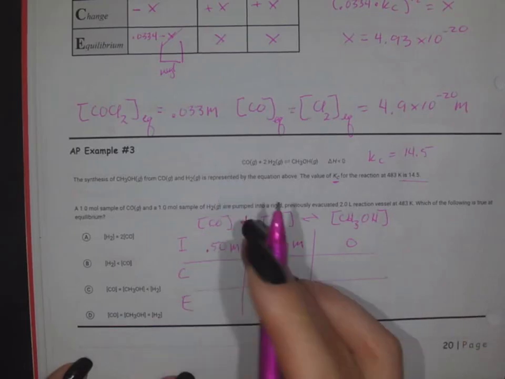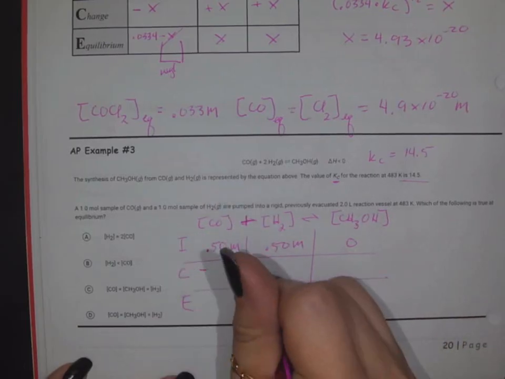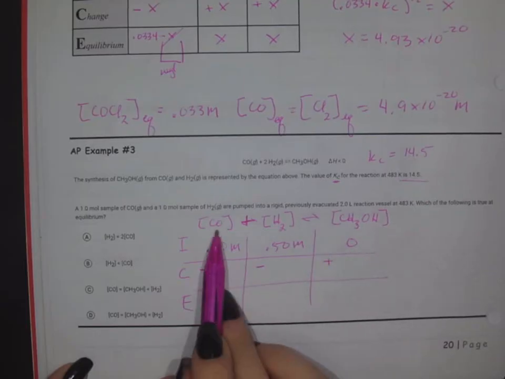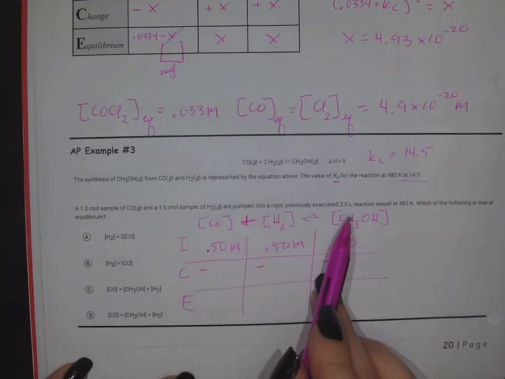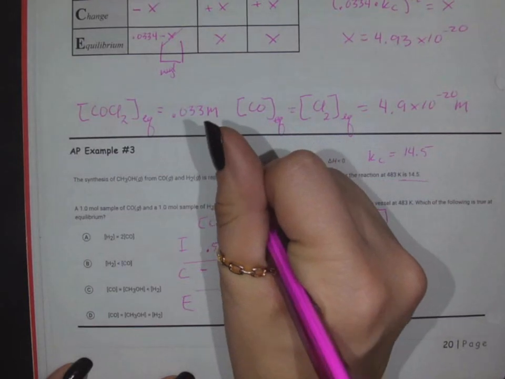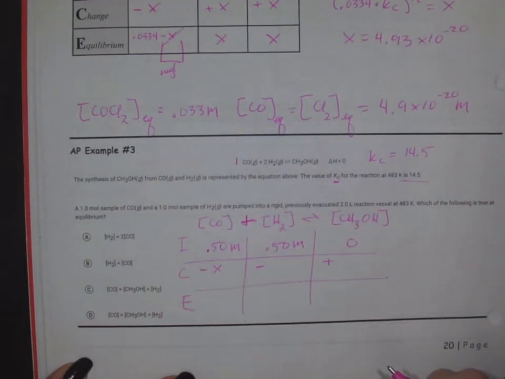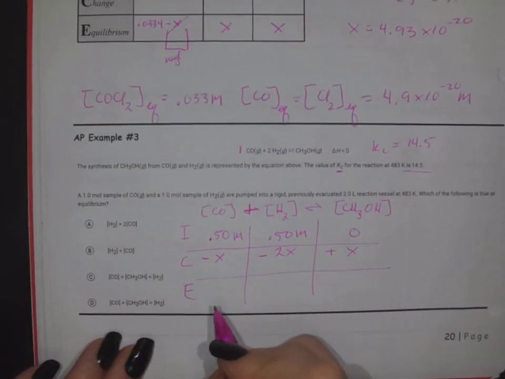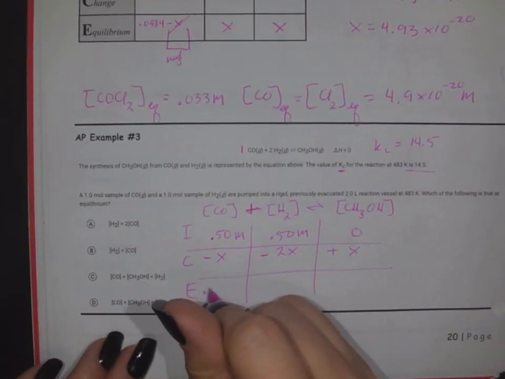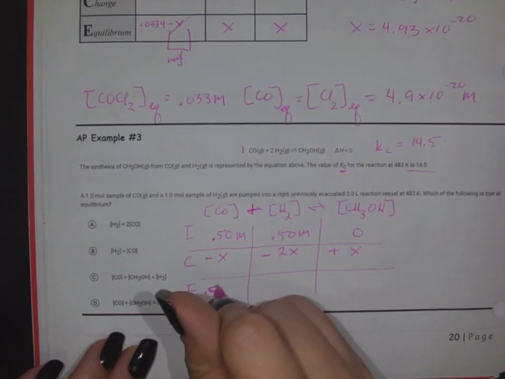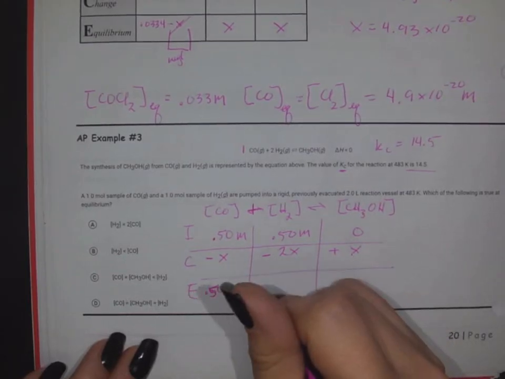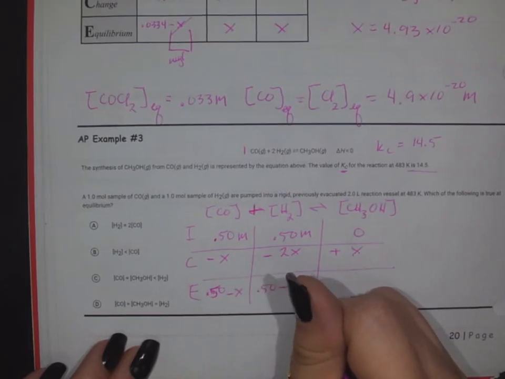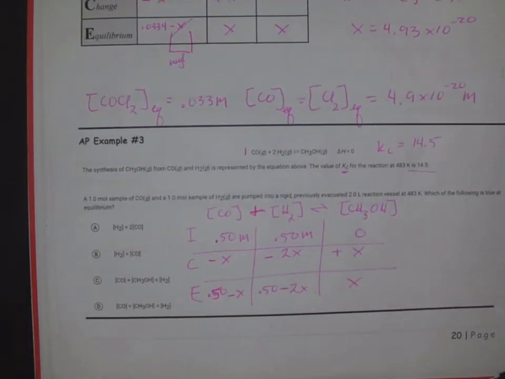I'm going to use the coefficients to help me identify the change here. So my reactants are going to get smaller, my products are going to get bigger. There's a coefficient of 1 in front of the carbon monoxide, there's a coefficient of 2 in front of the H2, and there's a coefficient of 1 in front of the CH3OH. Great. And then at equilibrium, we'd have 0.50 minus x. We'd have 0.50 minus 2x, and then x.